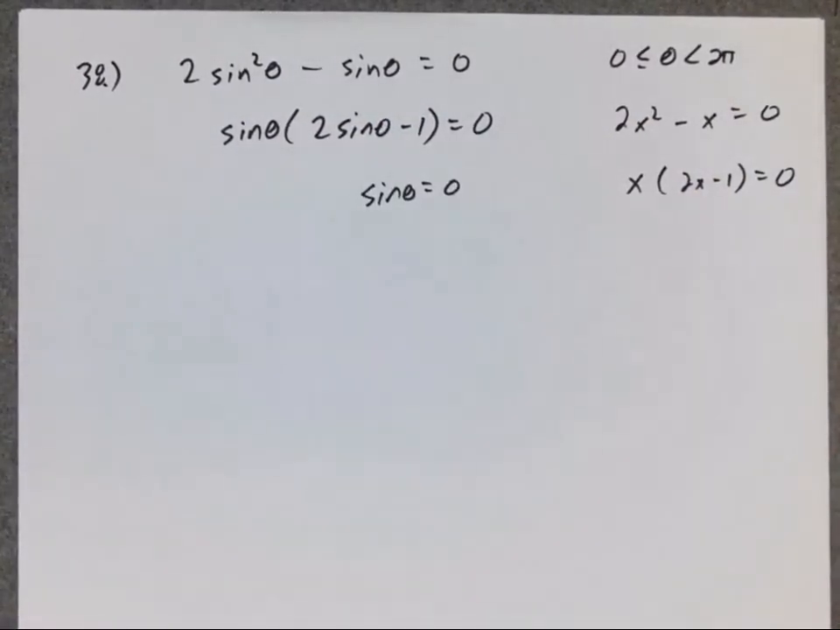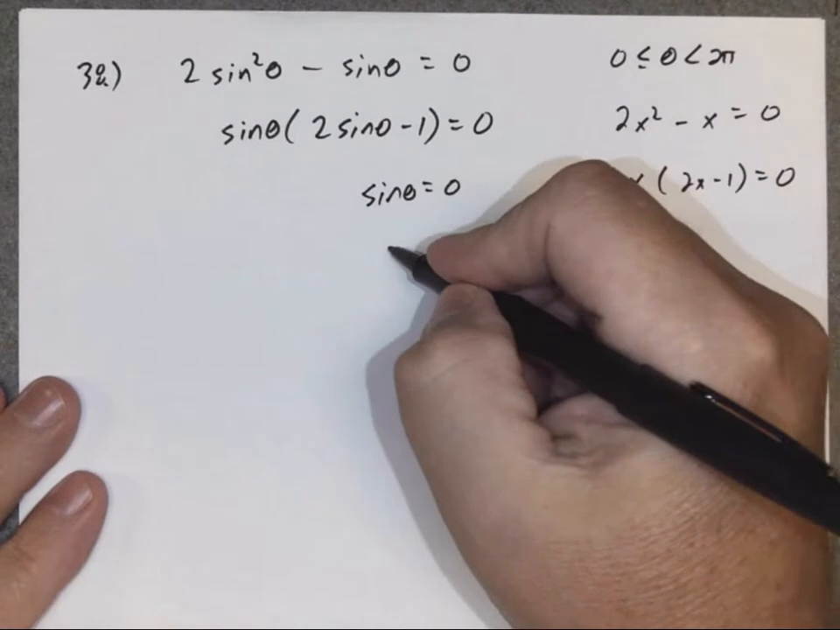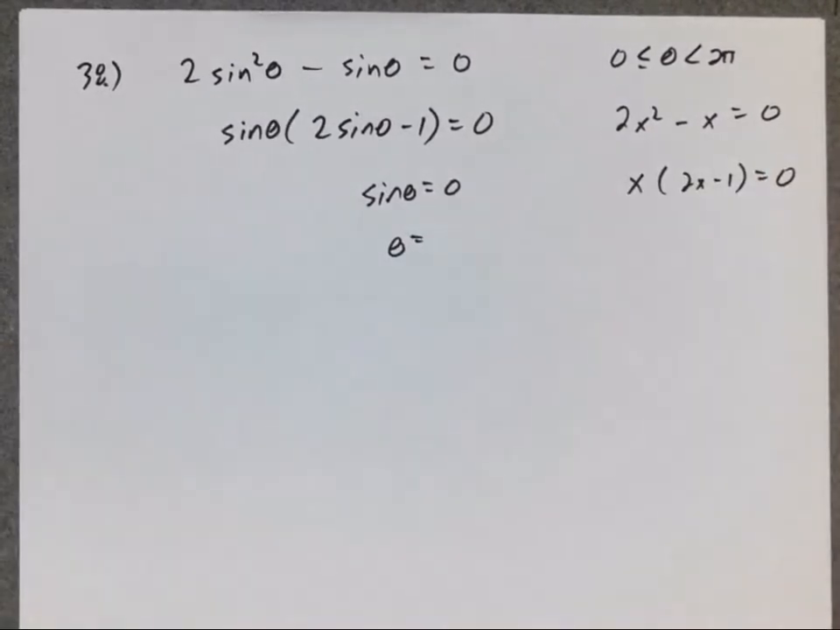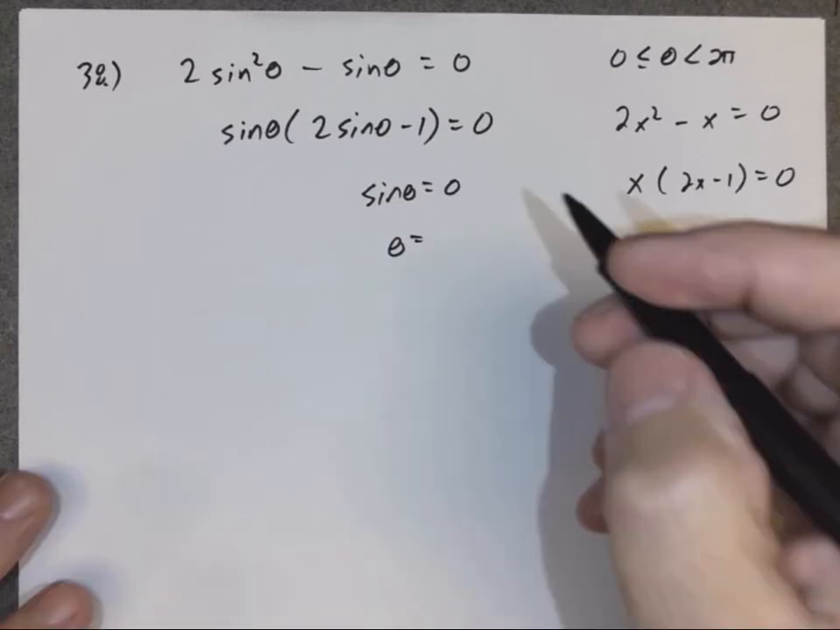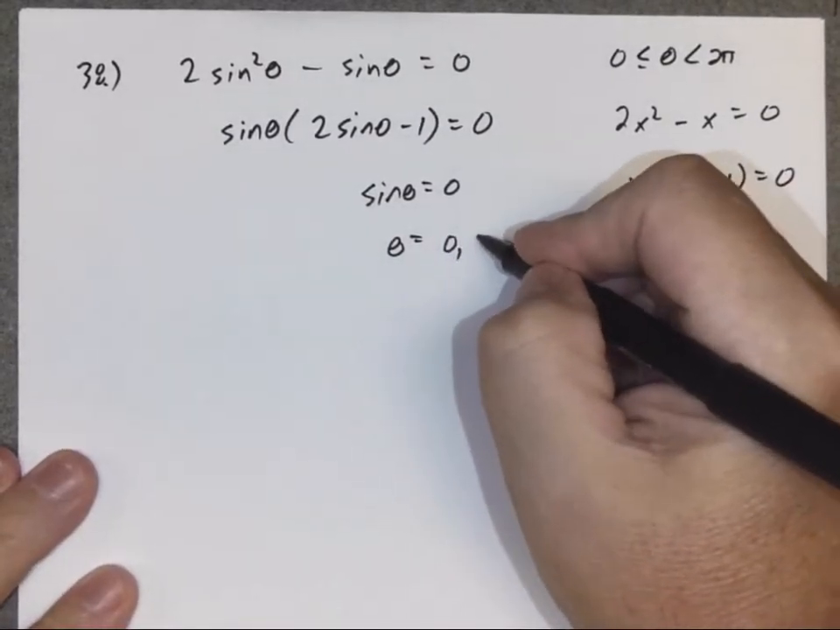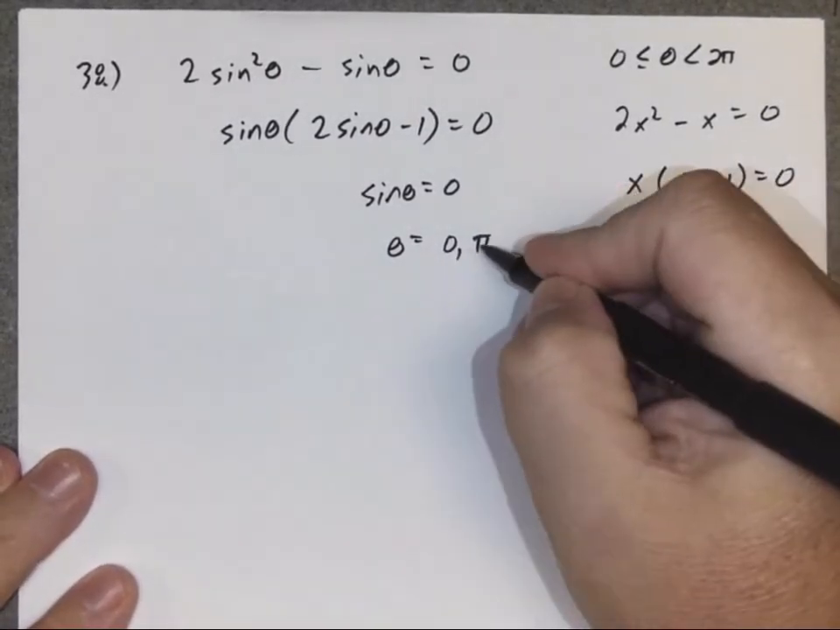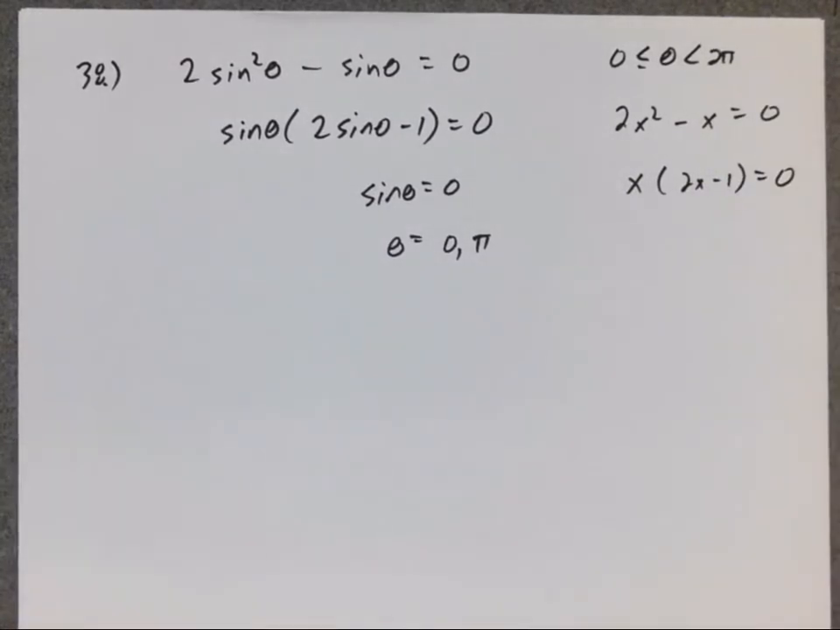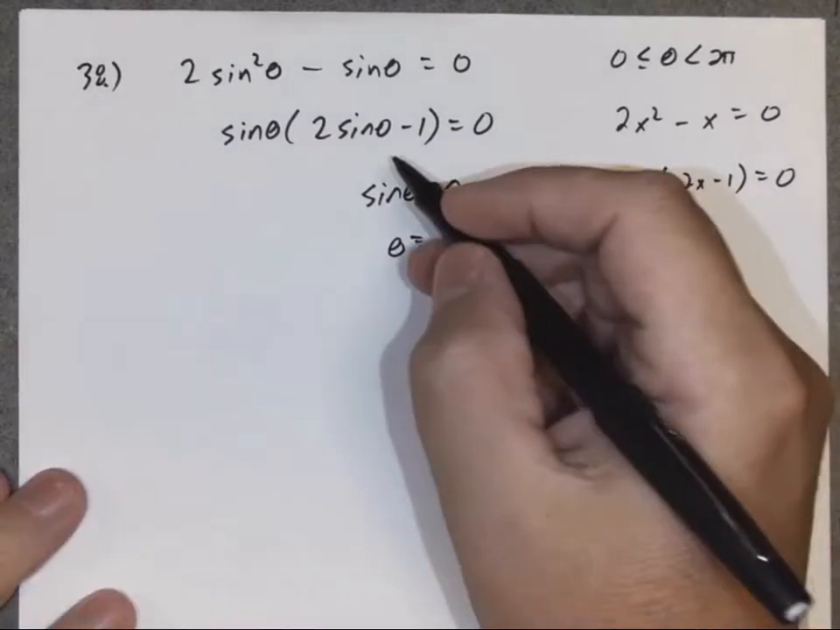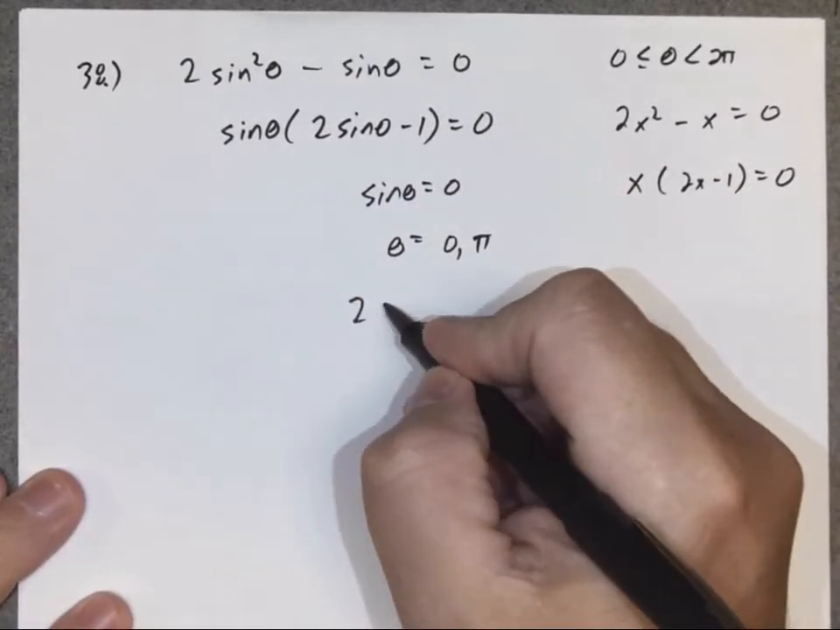So sine theta is 0. When is that going to happen? What's the angle where the sine of theta is going to be 0? I think it's going to be 0 and pi. I don't put 2 pi down because 2 pi is not in my potential answers.